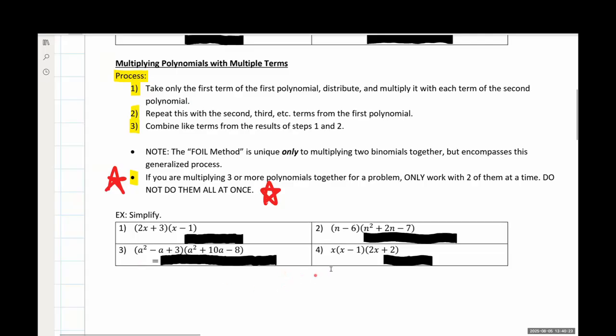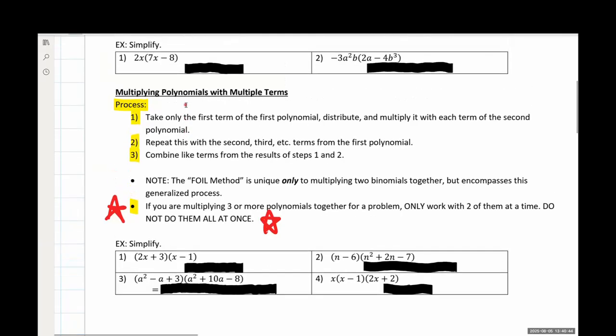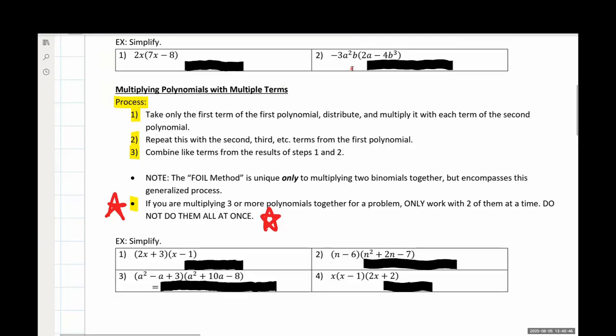Examples 3 and 4 are going to highlight that pretty clearly as well. So what we're doing first, we're going to take only the first term of the first polynomial. We're going to distribute that and multiply it with each term of the second polynomial. So just doing the distributive property and setting that up like we did in our two examples above.